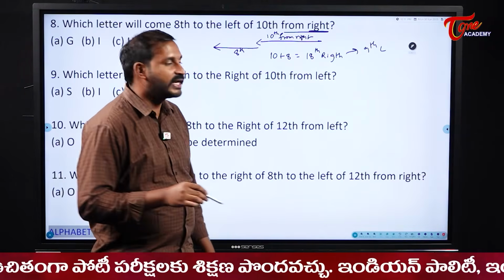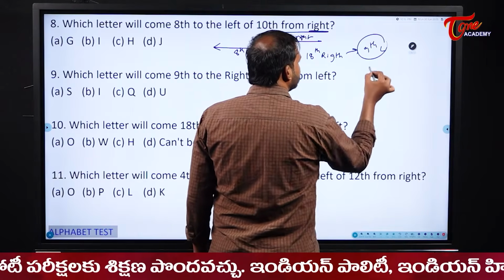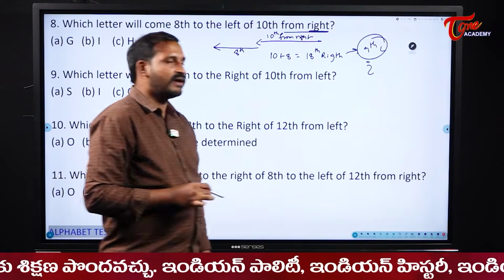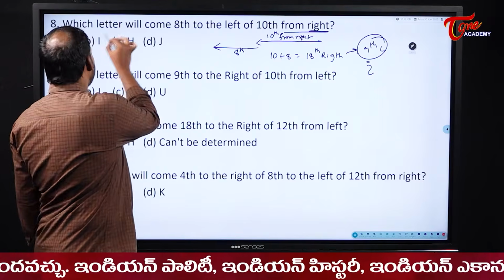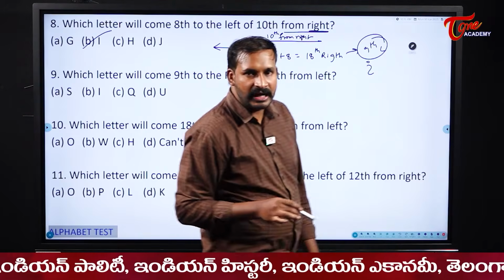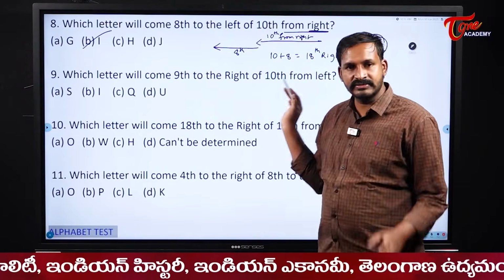9th from left. What is the 9th alphabet from left? I. I is the 9th alphabet from left. So our answer here becomes I. Understood? Just by arrow marks we should solve it.